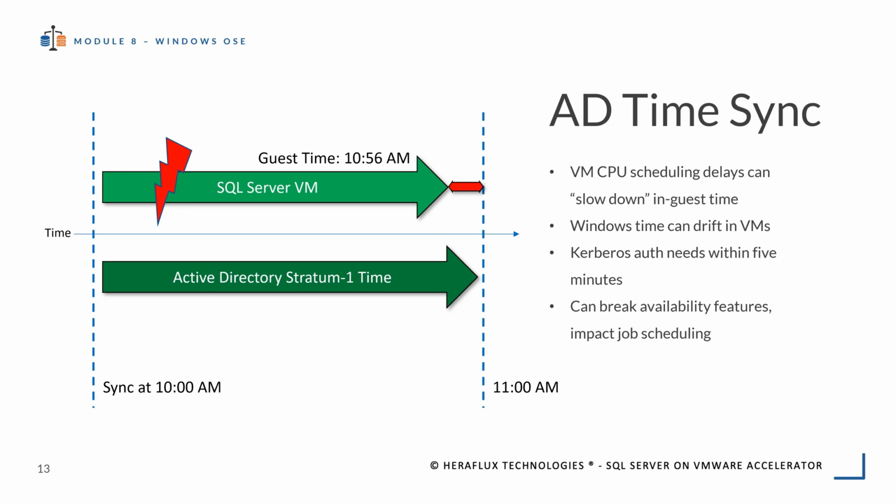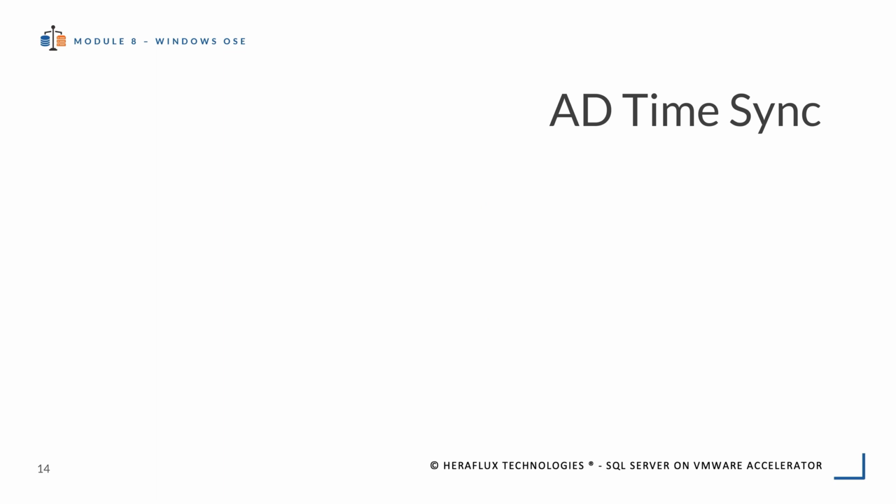Functions like Kerberos need to be no more than 5 minutes in sync and can result in logins being rejected. Issues like this can cause an availability group for a failover cluster to crash. You don't need that. What I find is that I prefer to increase the frequency at which this server resynchronizes its time with the Active Directory time server.